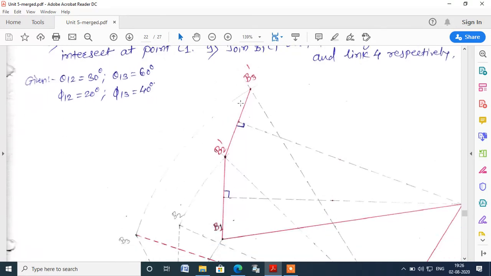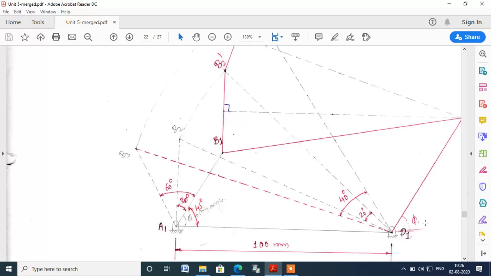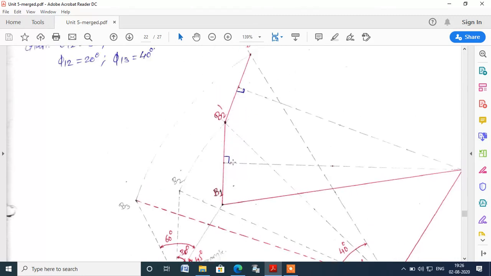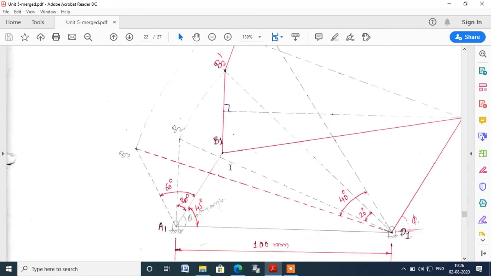After that, draw perpendicular bisectors of B1 B2 dash and B2 dash B3 dash. This perpendicular bisector and that perpendicular bisector meet somewhere, and mark this point as C1. Then join B1 C1, then C1 D1. So we will get the required mechanism: A1 B1, then B1 C1, then C1 D1 and A1 D1.